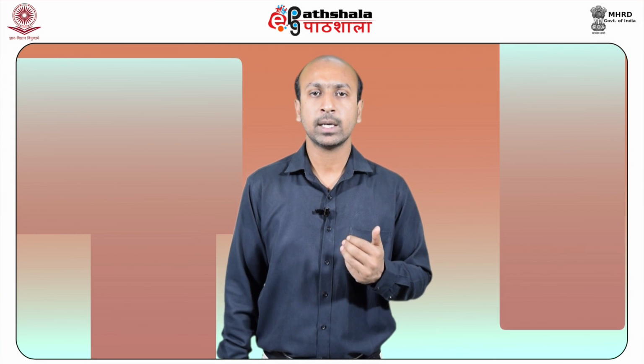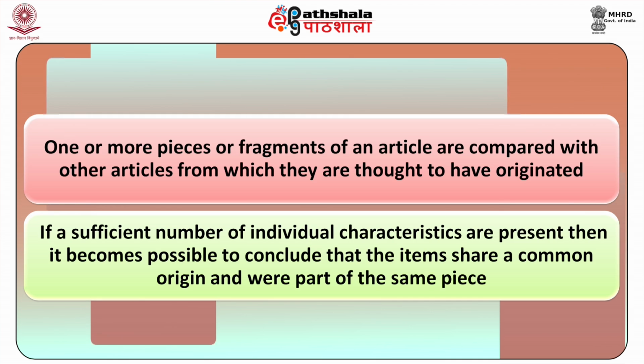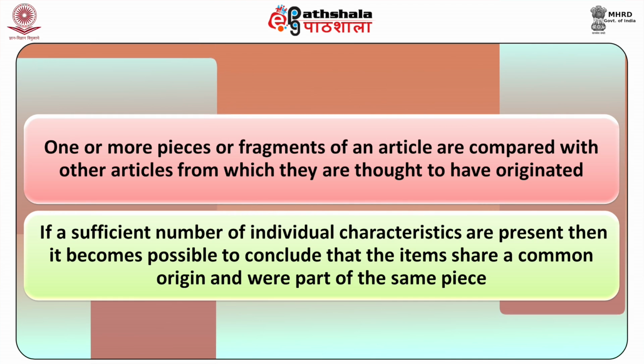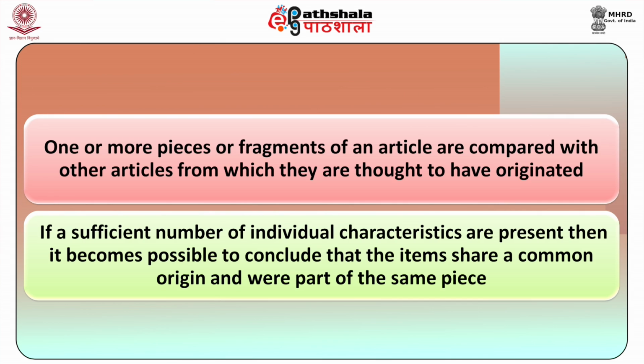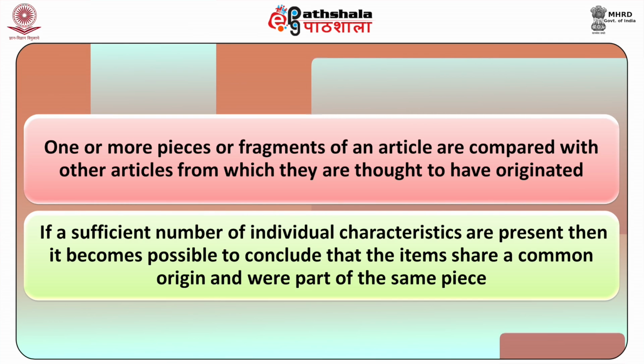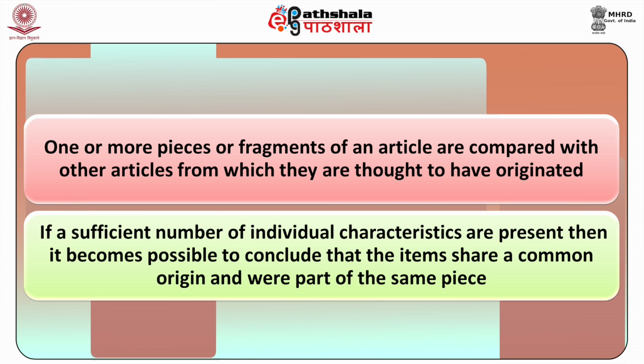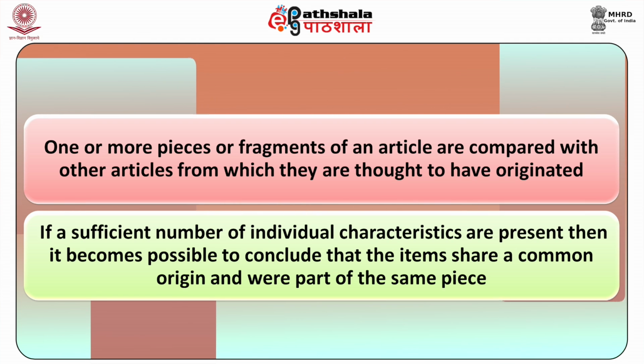Now, the perforation marks, tears, breaks and cuts. This includes another subcategory of evidence which is often of the greatest interest for potential individualization, where one or more pieces or fragments of an article are compared with other articles from which they are thought to have originated. If a sufficient number of individual characteristics are present, then it becomes possible to conclude that the items share a common origin and were part of the same piece. A glass fragment could be the best example, associated with the particular window from which it was broken by fitting it into the area from which it originated.